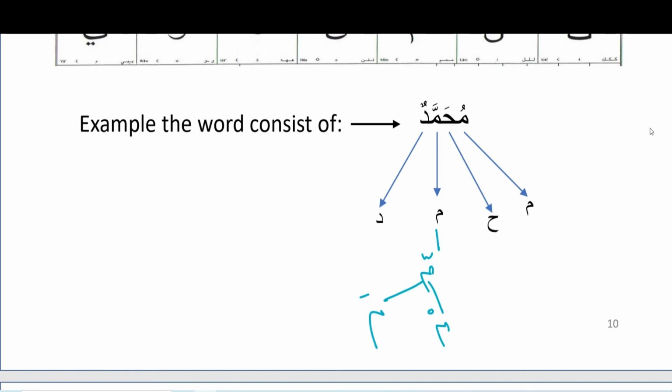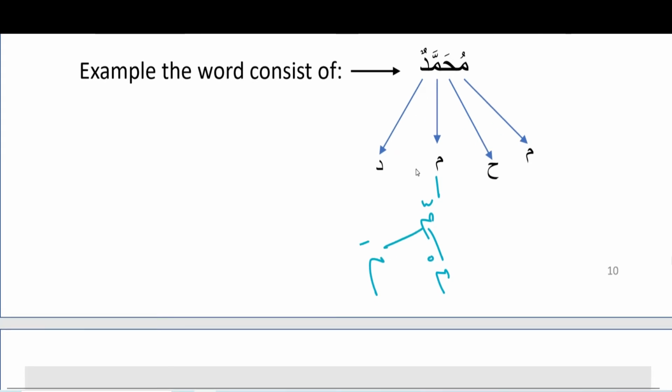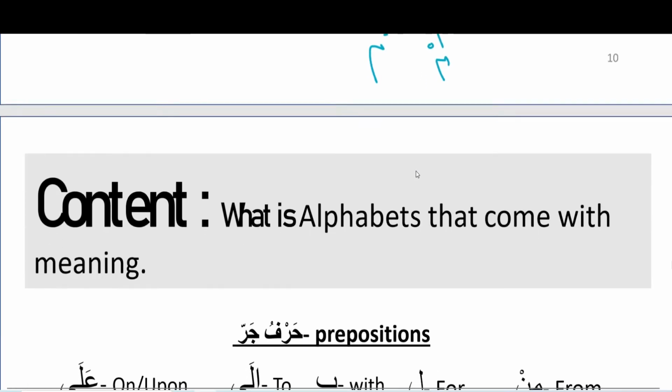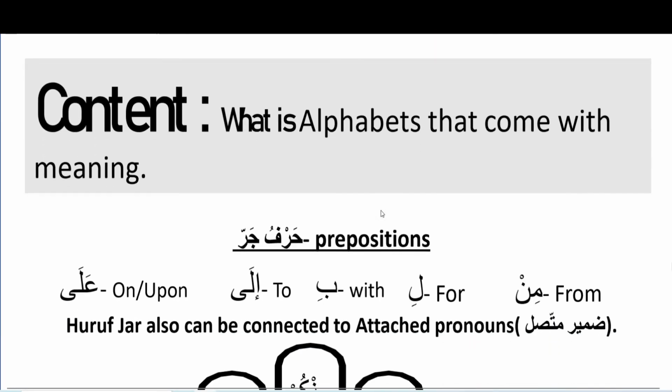So for this word, you have 5 letters, 5 alphabets. Mim, ha, mim, dal. If we break it down to individual huruf, that is huruf hijaiyah. But mim itself, ha itself, dal itself doesn't possess any meaning. So that is what we are trying to understand here.